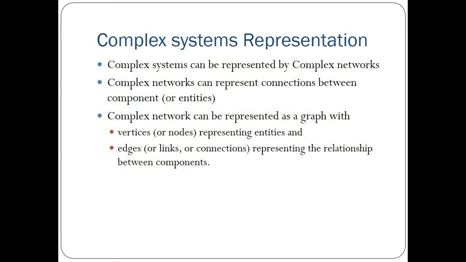Then if we talk specifically about how a complex network could be represented in the form of a graph, because complex networks are actually graphs, vertices or nodes can represent entities or components. So vertices and nodes are representing entities, and edges or links or connections will be representing the relationship between the components.